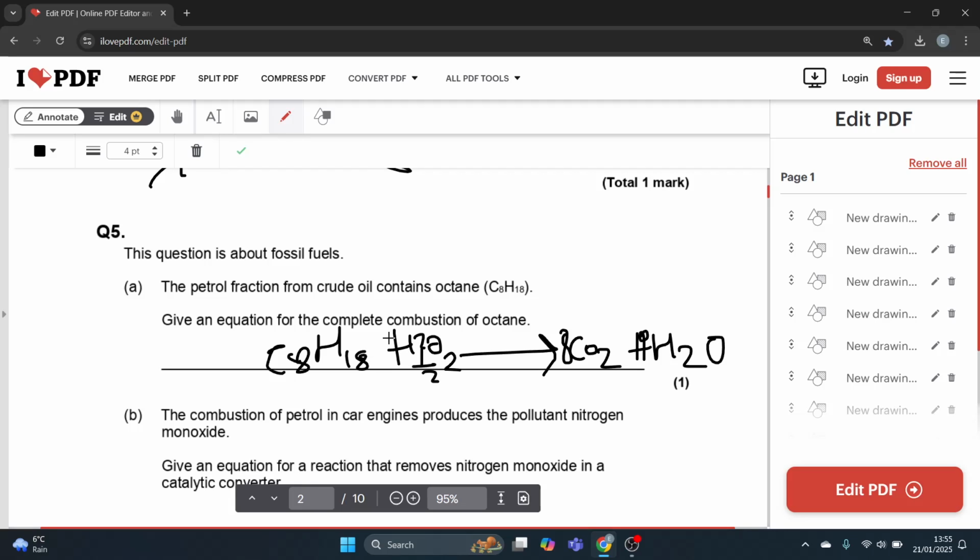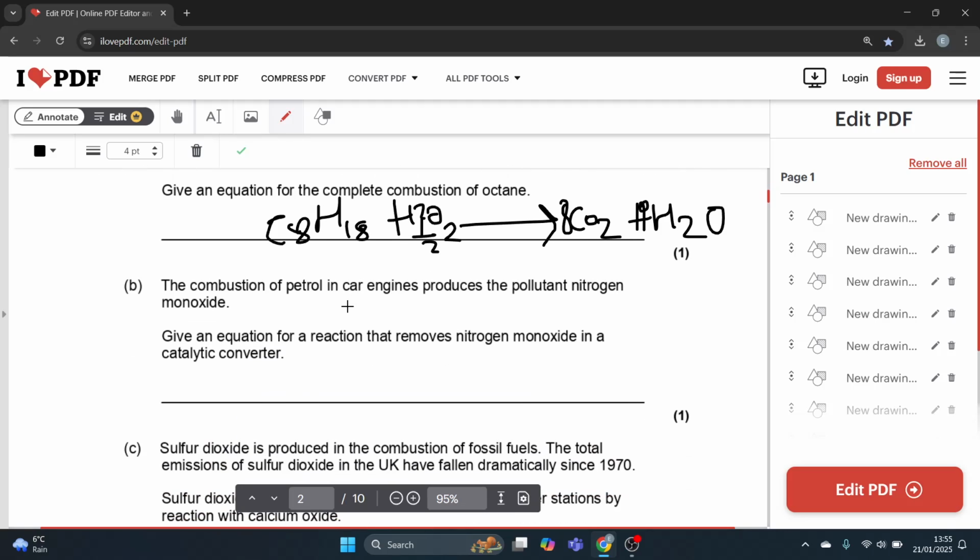So yeah, give the equation for a reaction that removes nitrogen monoxide in a catalytic converter: 2CO plus 2NO arrow N2 plus 2CO2.